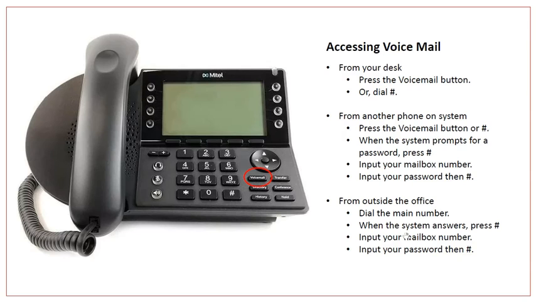If you are outside the office, you're going to dial the main number or the voicemail access number, and when you hear the system greeting play, press pound. Again, you'll be prompted to put in your mailbox number and password, followed by pound.